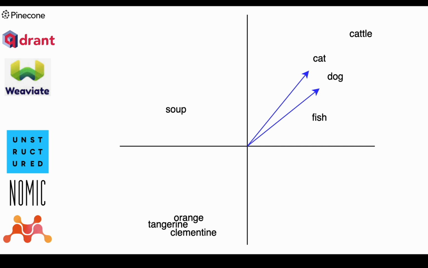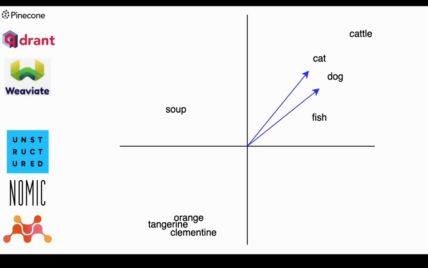nomic and the MXBAI are embedding models, so they do the algorithms for putting the stuff in. So if you can imagine, LLMs are stupid to some degree. What they do is they rely on the vector database and the embedding model to describe what words are similar. So maybe on the top right, we've got animals. We'd all go cat, dog. They're near each other. They're pretty similar. Fish is a bit different. Cattle's a bit different. It's a bit bigger.